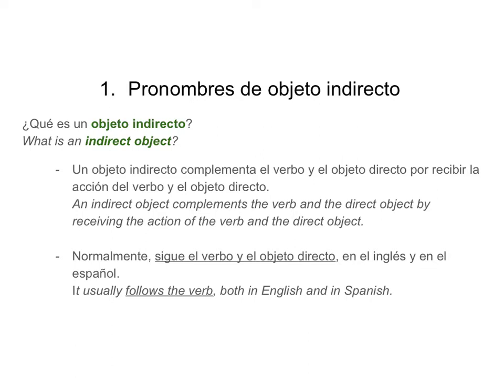Normally, the indirect object follows the verb and the direct object. So both in English and in Spanish, you can find the indirect object after the direct object and after the verb.